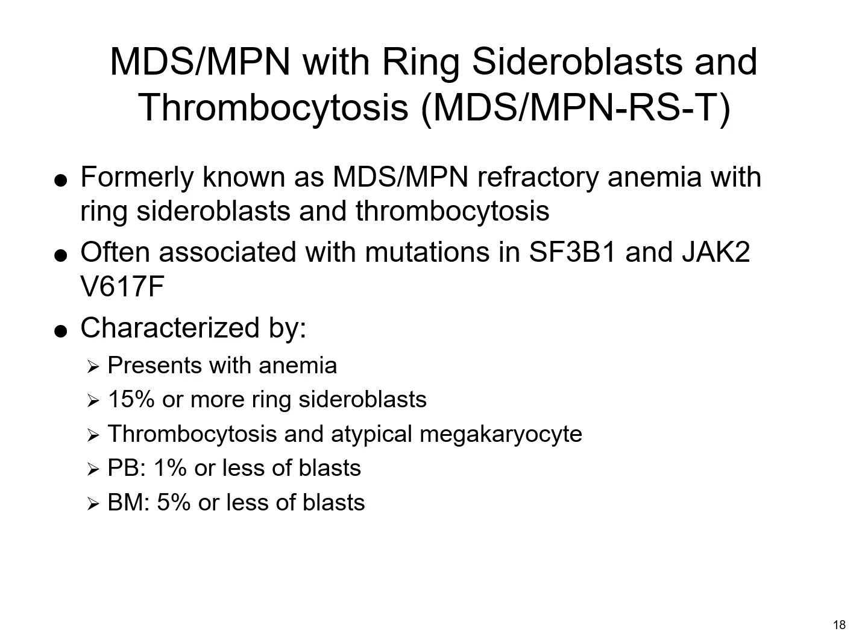It has about 15% or more of ringed sideroblasts, thrombocytosis, atypical megakaryocytes, and about 1% or less of blasts will actually be present in peripheral blood, with 5% or less present in the bone marrow.